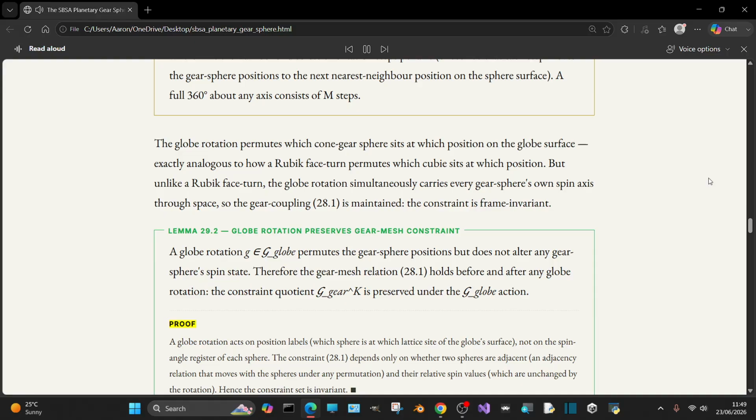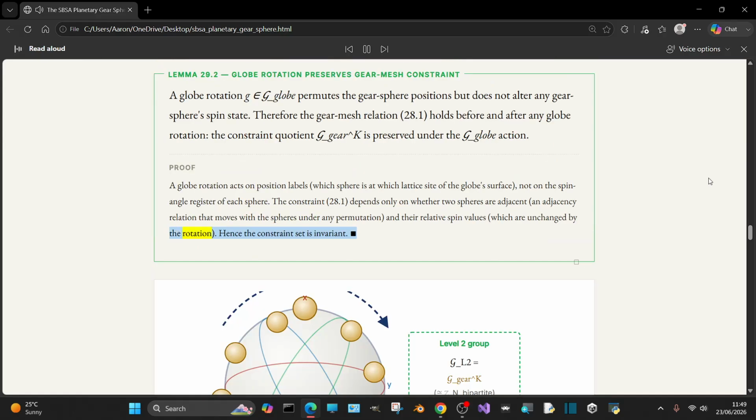Proof. A globe rotation acts on position labels, which sphere is at which lattice site of the globe's surface, not on the spin angle register of each sphere. The constraint, 28.1, depends only on whether two spheres are adjacent, an adjacency relation that moves with the spheres under any permutation, and their relative spin values, which are unchanged by the rotation. Hence the constraint set is invariant.